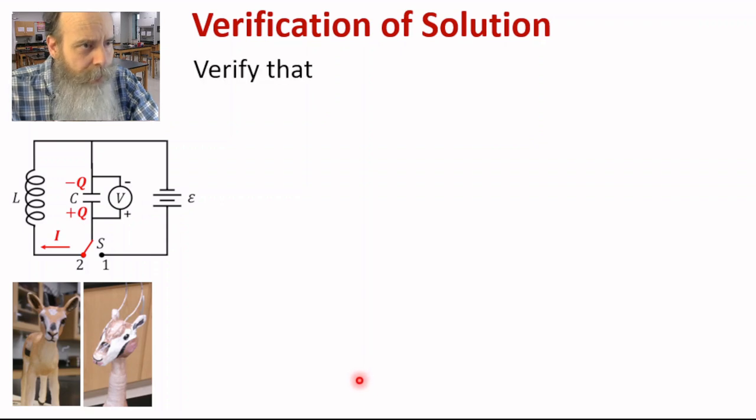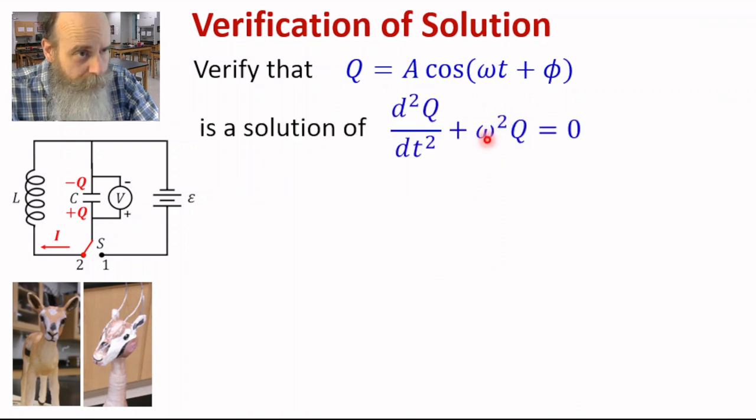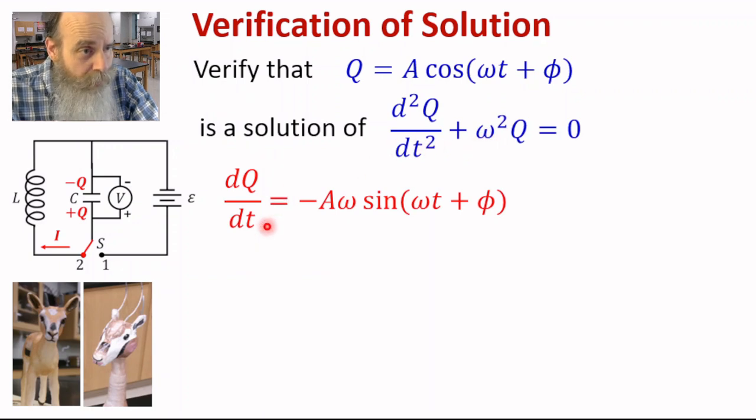Let's verify that this A cos omega t plus phi is a solution of our differential equation. So first, differentiate Q. We get this. Derivative of cosine is negative sine. So we have negative sine. When we differentiate this, we have to use a chain rule. Differentiate with respect to omega t plus phi, giving us sine omega t plus phi, and then differentiate omega t plus phi with respect to t. That gives us an omega in front. So dq by dt is negative A omega sine omega t plus phi.